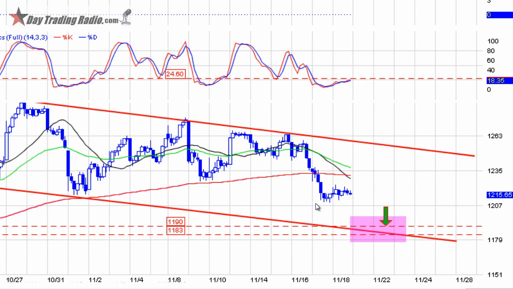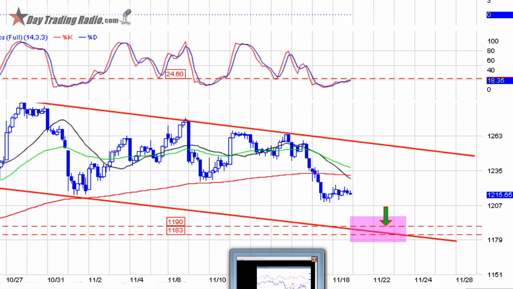As things get very choppy, which they have been over the last few days, last week, then it becomes much harder, and you eventually get chopped up in the market. So we don't want that. We want to have the highest probability setups. That's why I always stress on the radio, high probability setups, even if it takes time.